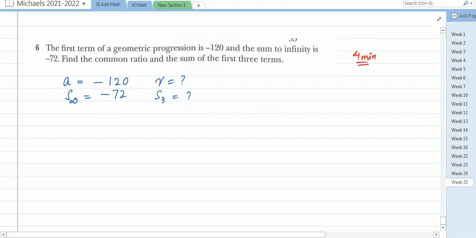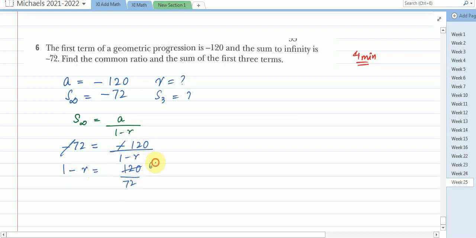Alright, firstly I will write the working formula of sum to infinity. Sum to infinity says A divided by 1 minus R. The value of sum to infinity is minus 72. The value of A is minus 120 divided by 1 minus R. Minus minus cancel. If I arrange, that will be 1 minus R equals 120 divided by 72. We can simplify it, so that will be 2 into 60 divided by 2 into 36. 6 tens are 60, 6 6s are 36. 2 5s are 10 and 2 3s are 6, so that is 5 over 3. So we have 1 minus R equals 5 over 3.